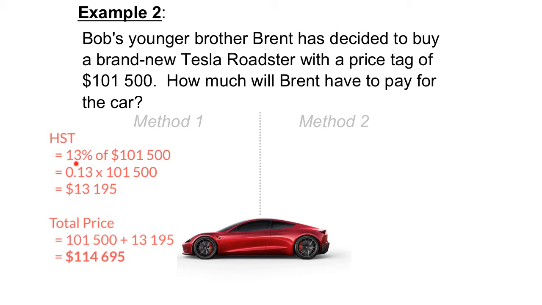So sales tax is 13% of the regular price. So 0.13 times the regular price, which was up here. So he ends up paying $13,195 just in tax. That tax has to be added to the regular price to get a total price of $114,695.